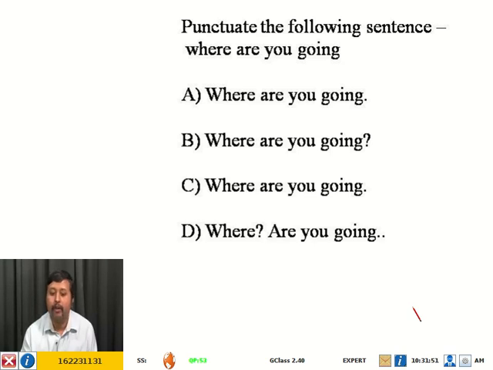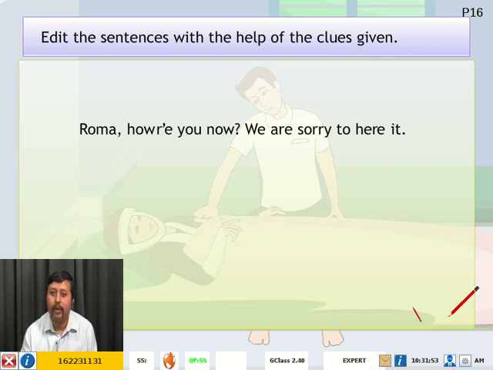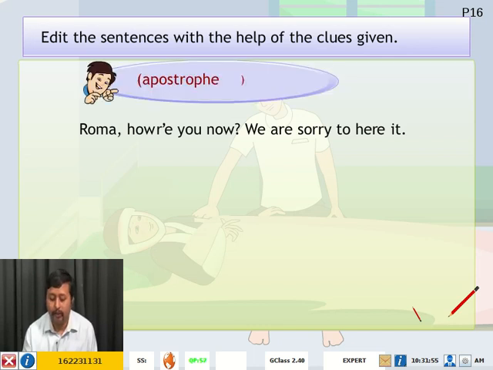Roma, how are you now? We are sorry to hear it. So, apostrophe. Where is the apostrophe? Very good. It's in the first word. It should be what? How're. This is the short form of how are, right? When we write how apostrophe are, it means what? How are.